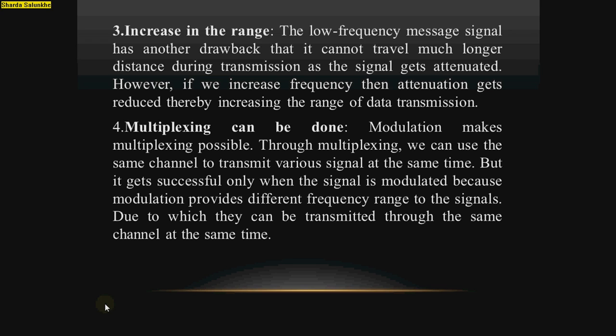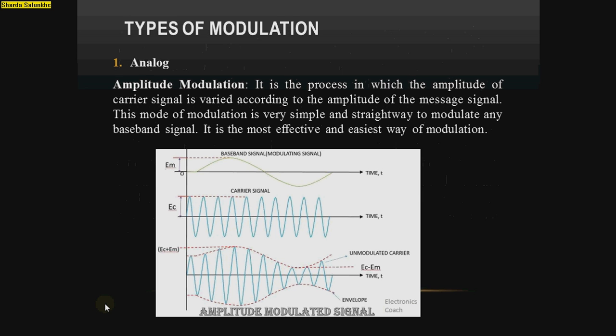Next, multiplexing can be done. Signal modulation makes multiplexing possible. Through multiplexing, we can use the same channel to transmit various signals at the same time. But multiplexing is successful only when the signal is modulated, because the modulation provides a different frequency range to each signal, due to which they can be transmitted through the same channel at the same time. So multiplexing can be done through modulation only.